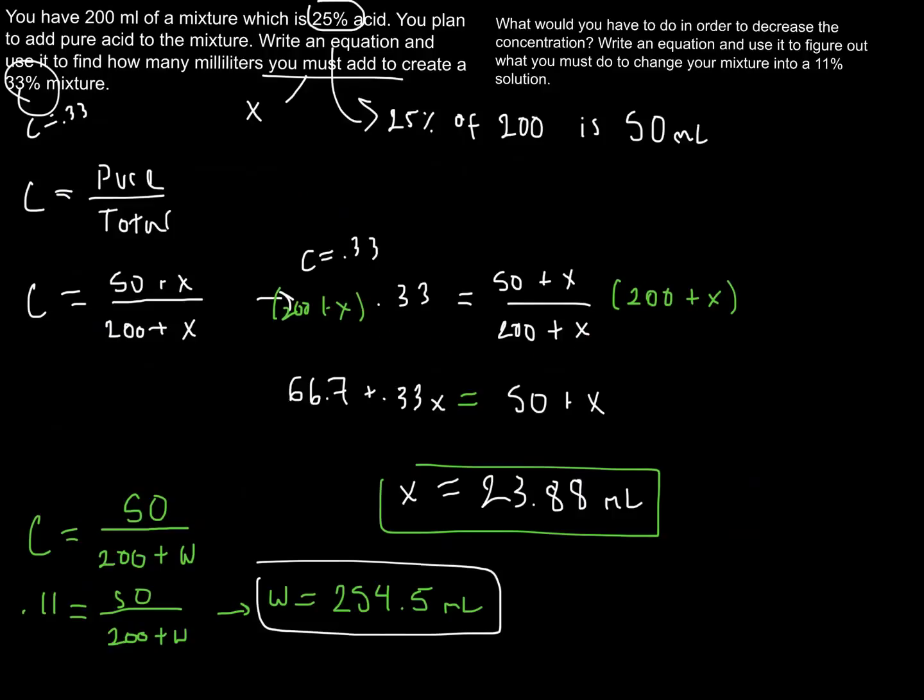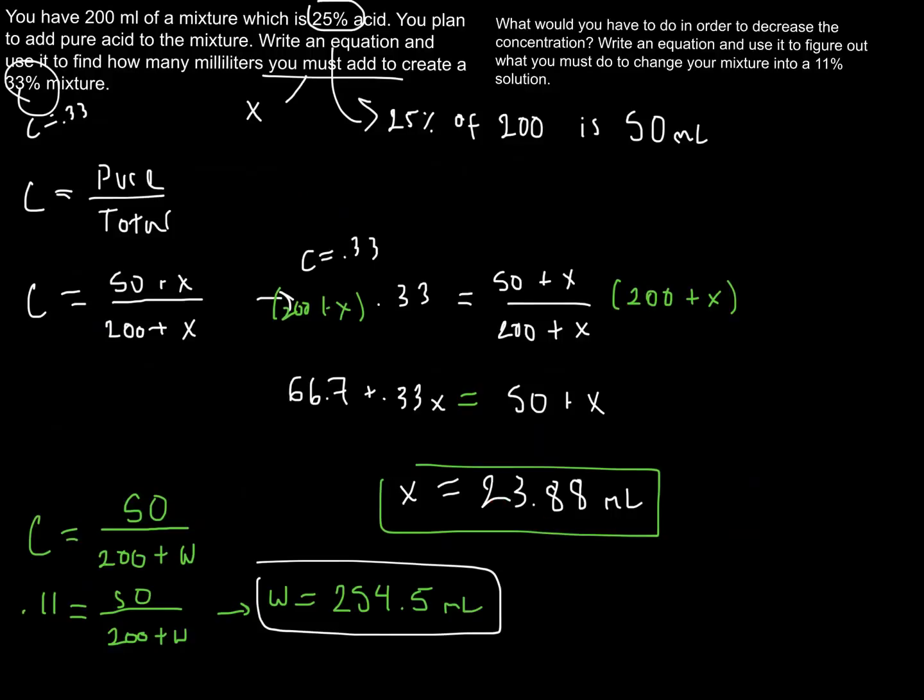So I set up my equation and solve. I showed the first step here where I multiply by 200 plus x to get my variable out of the denominator. Gets me to this point, and then I can just solve for x, which will give me 23.88 milliliters.